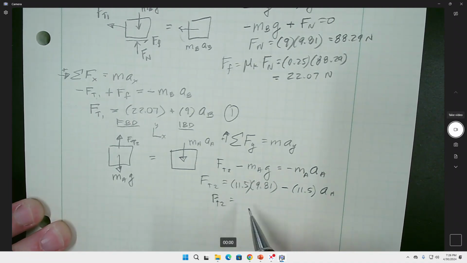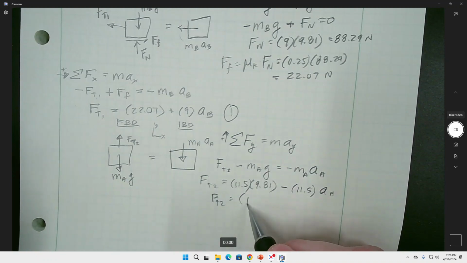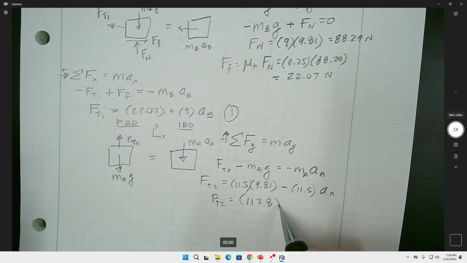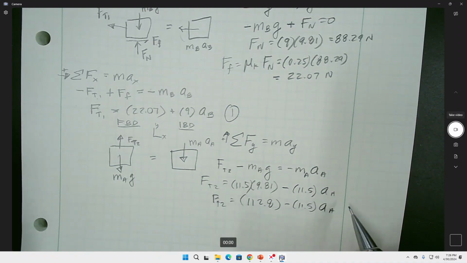So FT2, I don't have this written down, 11.5 times 9.81 times, looking back up above us. Yeah, okay. Yeah, I guess so, 112.8 minus 11.5 AA. So that would be equation 2.